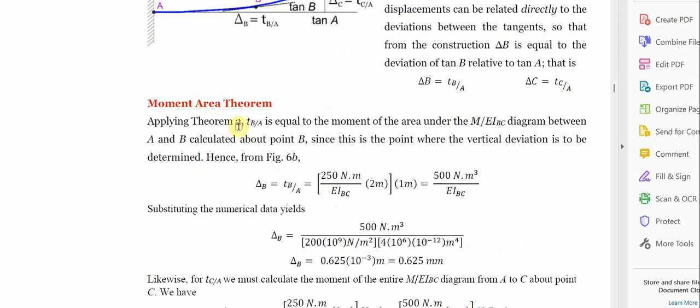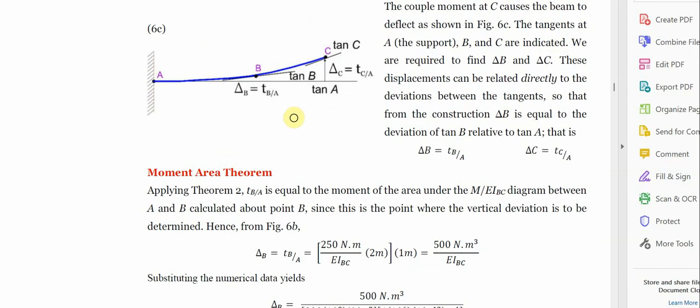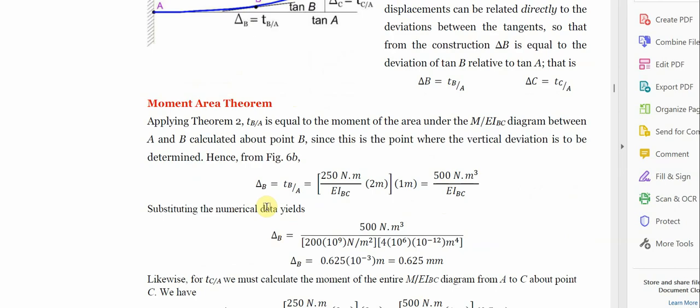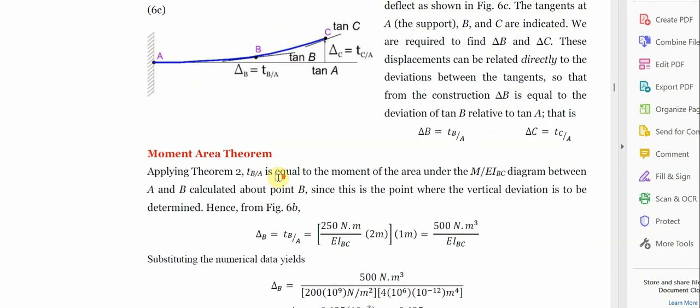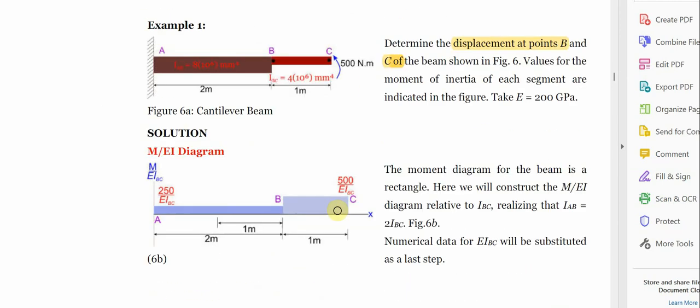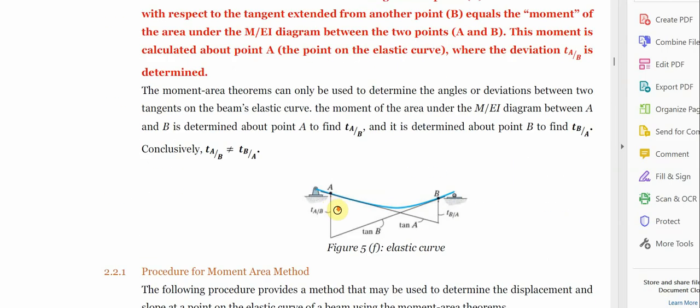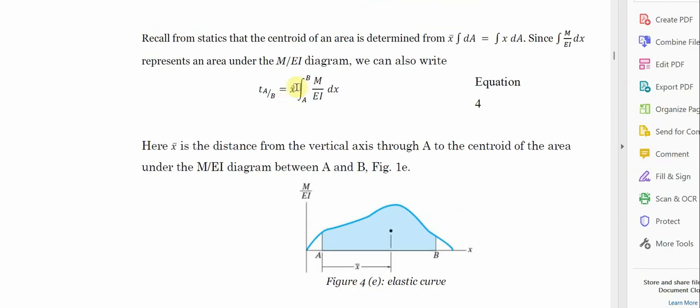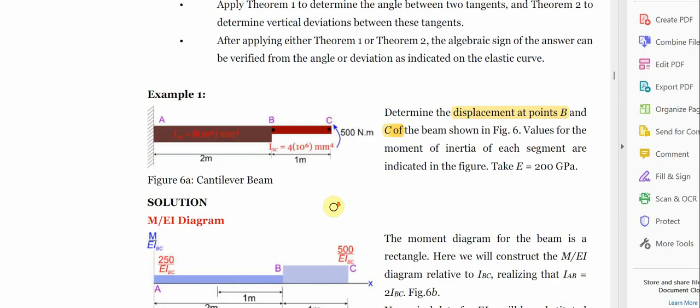Now applying the moment area theorem 2, which says that this displacement is equal to the moment of the area under the M over EI diagram between A and B, calculated about point B. Since this is the point where the vertical deviation is to be determined, we do our calculation from that distance. I told us the other time that the difference is that we are multiplying x with this. So now likewise, this is what we are going to do.